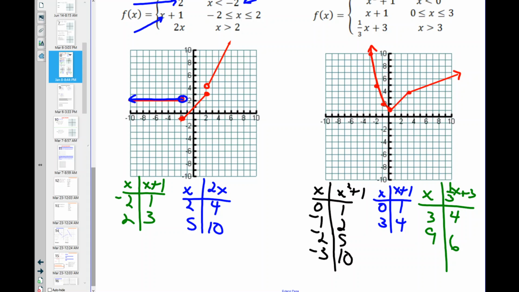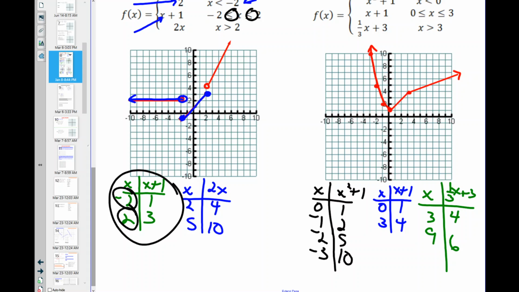The middle piece, what type of a function is that? It is linear. How many points do I need for linear? 2. So I just plugged in the endpoints. I plugged in -2, and I plugged in 2 and saw what I got. If you look at the domain, both of these take closed points. So I drew those closed points and connected the dots at -2, 1 and at 2, 3.